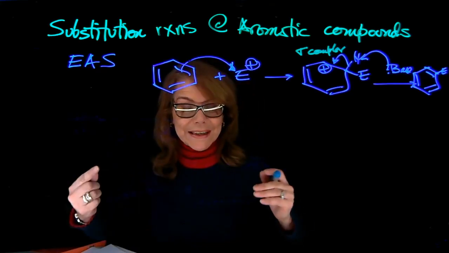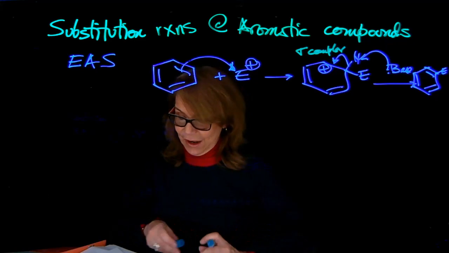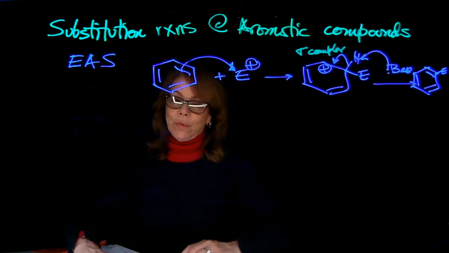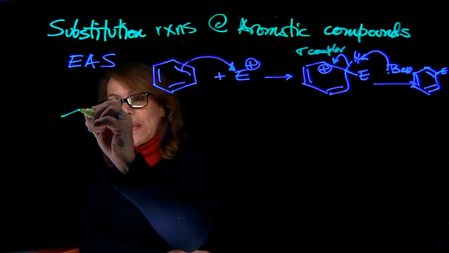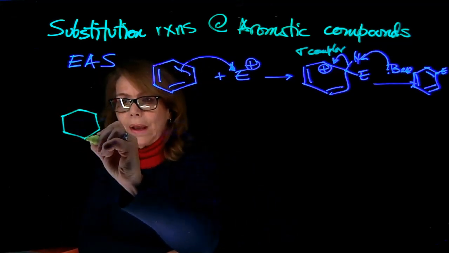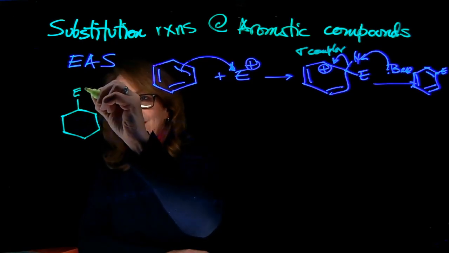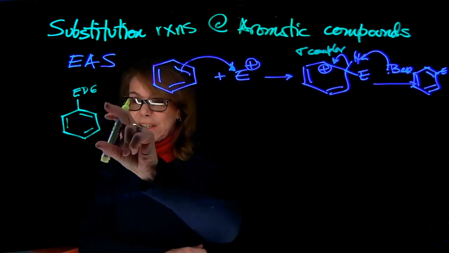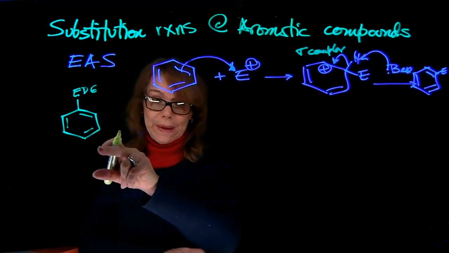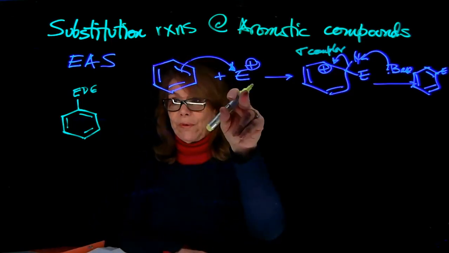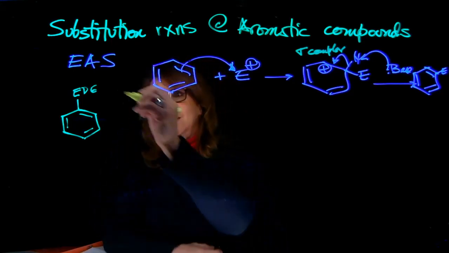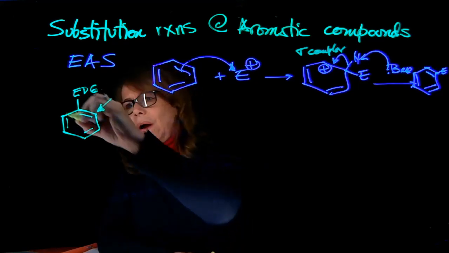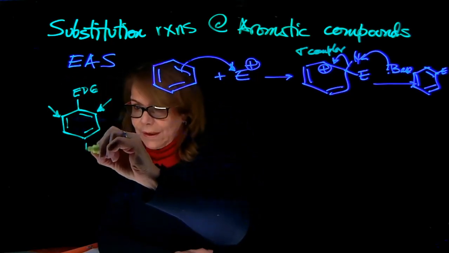Let's go back to activating and deactivating groups and how they direct the synthesis when we have another substitution. In a previous video, we talked about electron donor groups. If we have an electron donor group, we're enriching the ring in electron density, making it a stronger nucleophile. So those react faster than benzene, which is your baseline. And importantly, all electron donor groups are ortho para directing.